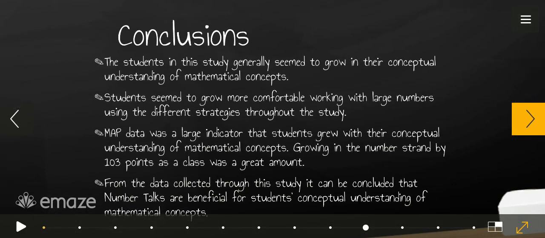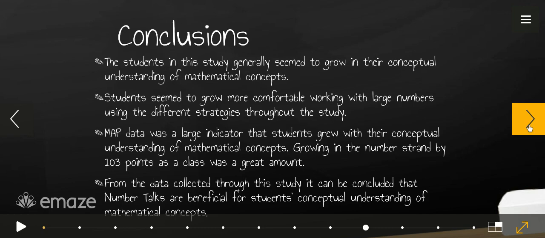So from my study, I came up with these conclusions. The students in this study generally seem to grow in their conceptual understanding of mathematical concepts. They seem to grow more comfortable working with large numbers and using the different strategies throughout the study. MAP data was a large indicator that students grew with their conceptual understanding of mathematical concepts. Again, they grew 103 points as a class, which was a great amount. From the data collected through this study, it can be concluded that number talks are beneficial for students' conceptual understanding of mathematical concepts.